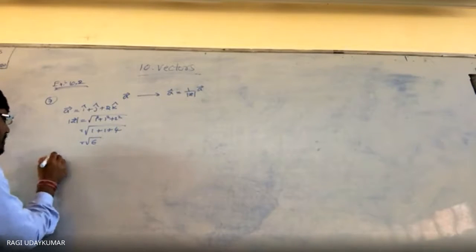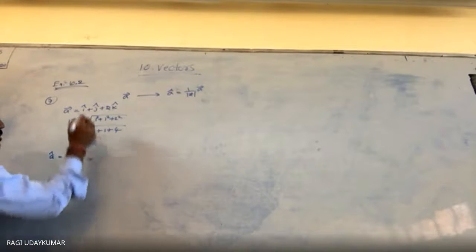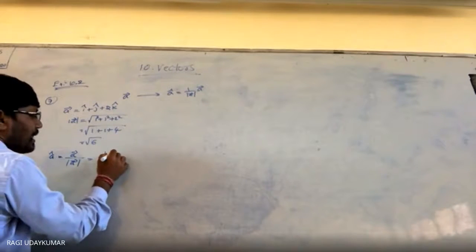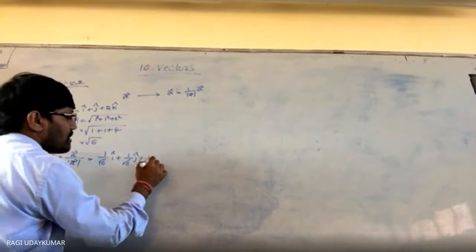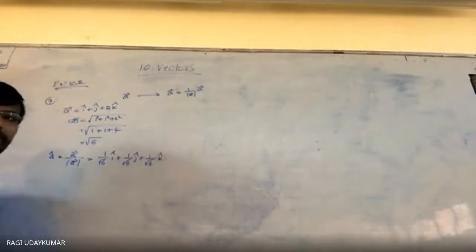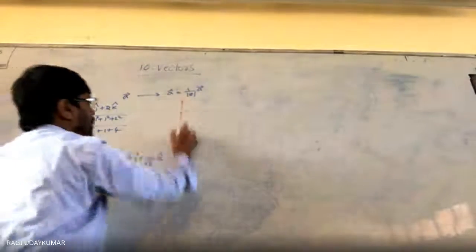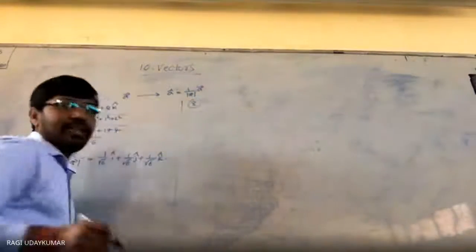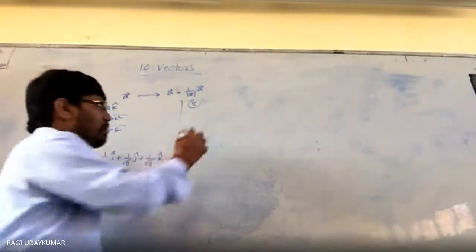So a cap is equal to a bar vector by magnitude of a. That is nothing but 1 by root 6 i cap plus 1 by root 6 j cap plus 2 by root 6 k cap. That's all. Unit vector finding is not a very difficult thing. Find the unit vector. Say 8th question में क्या दिया है? What is the question given here? Find the unit vector in the direction of PQ, where P and Q are the points given to you.